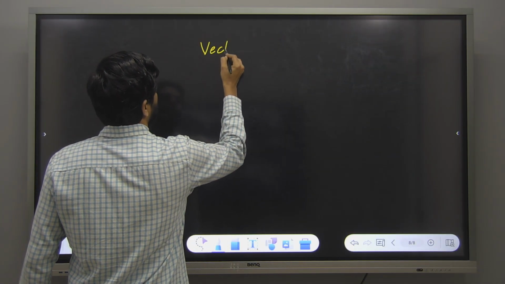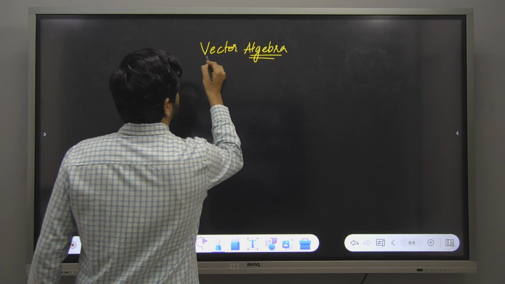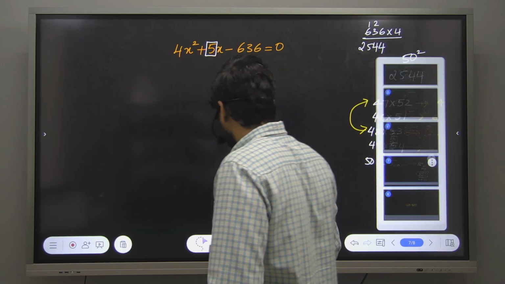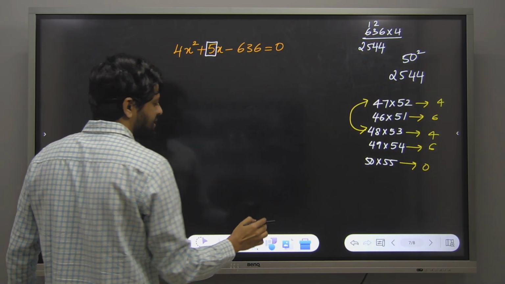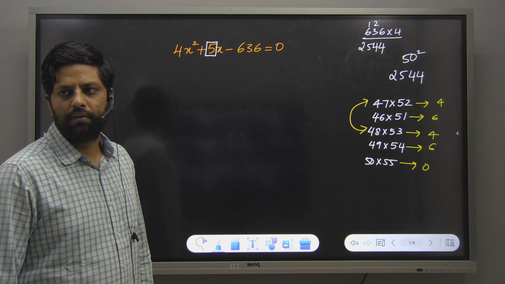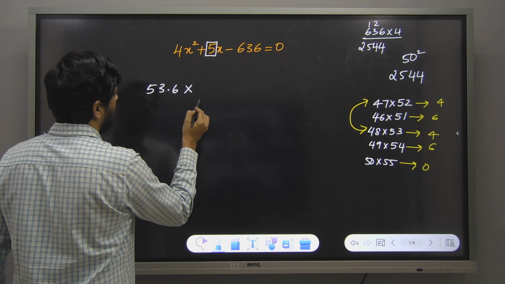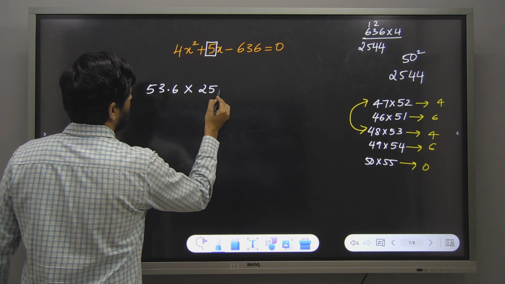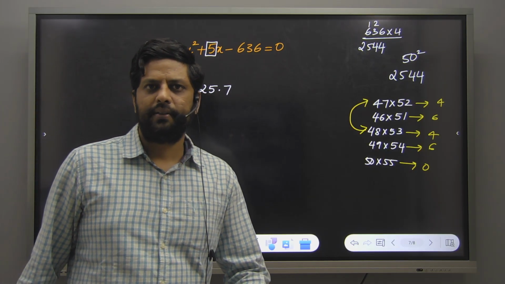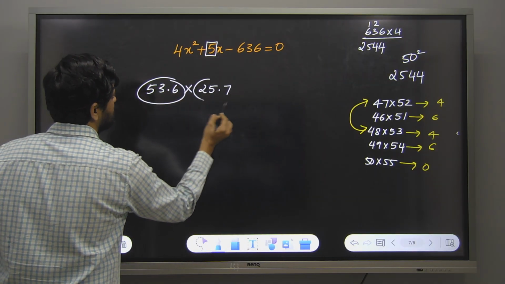Sir, for decimal numbers, how to multiply? You should multiply them as whole numbers first. Give me an example. 3.6 into 25.2, 25 point something. Okay, let's take it like this. Now there is no shortcut, but I'll tell you how to be correct. First you should multiply them as whole numbers.